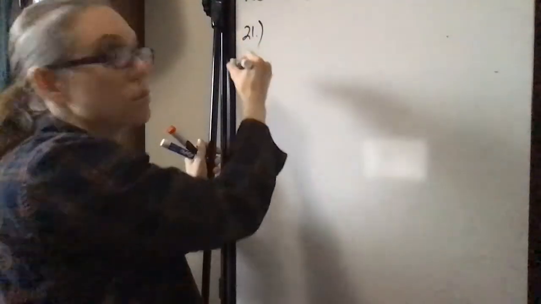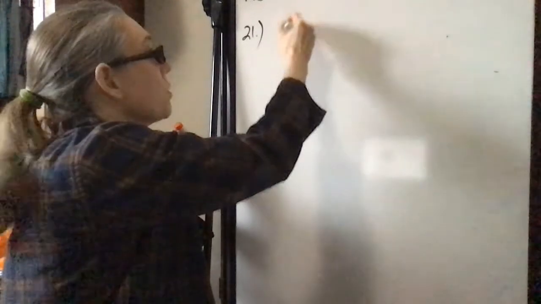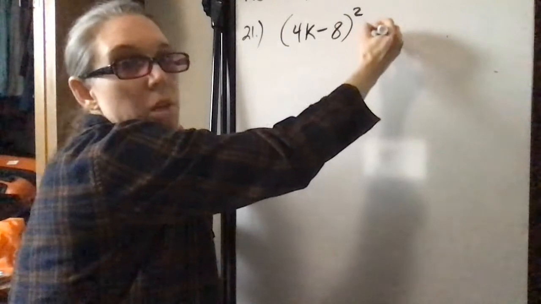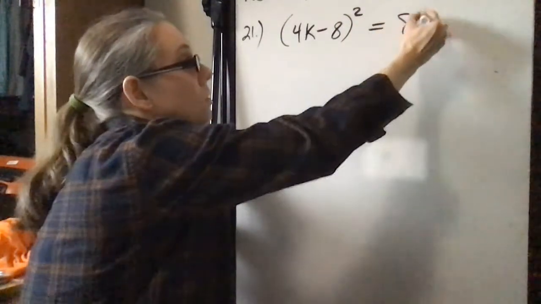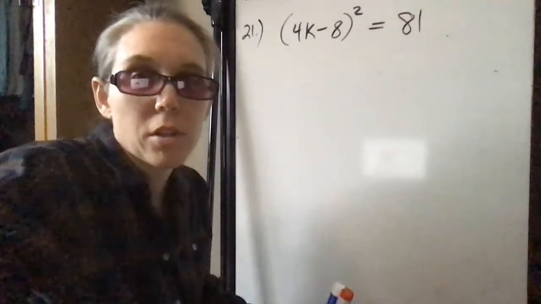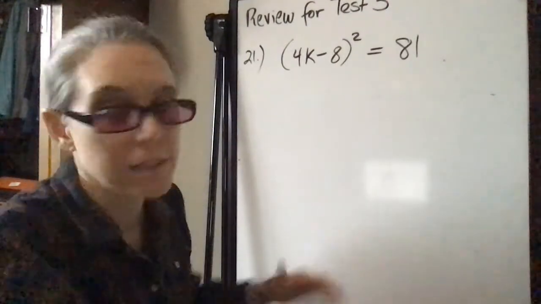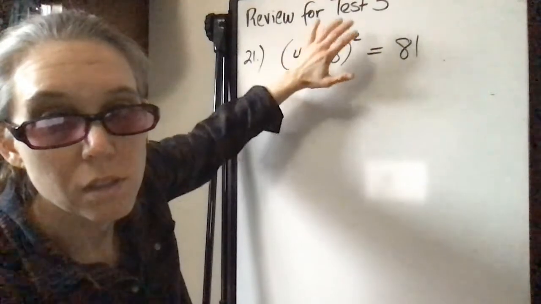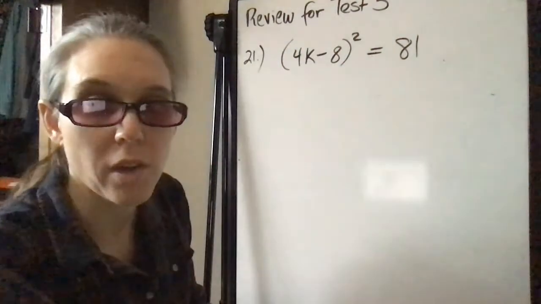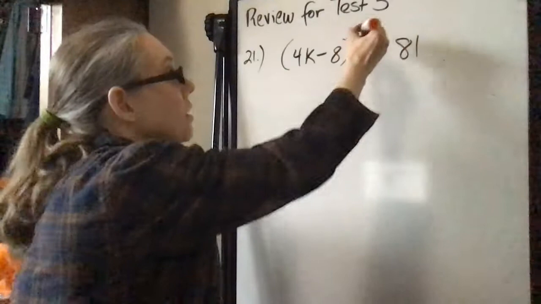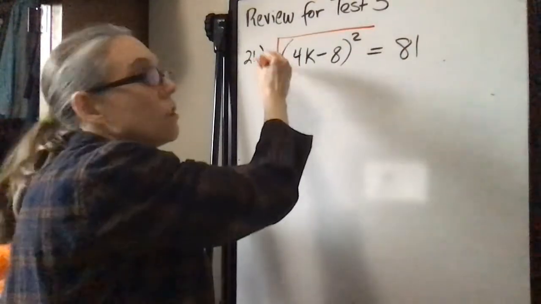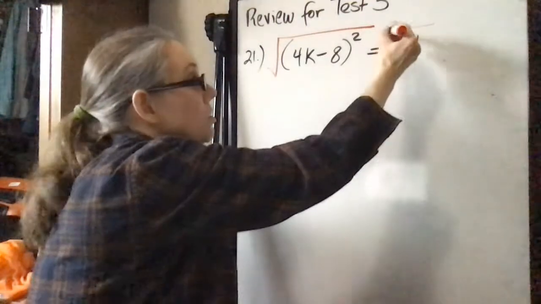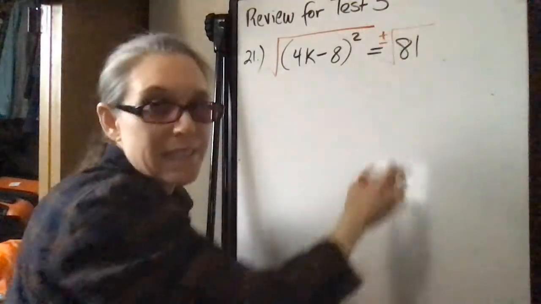Number 21 also requires you to use the square root property, and you're going to show your work. So to use the square root property, what we want to do first is get the perfect square by itself. This is already a perfect square. It's a polynomial that's being squared. So you can go ahead right now and take the square root of both sides. Show the square root sign on both sides. And it's also critical that you show the plus or minus sign.